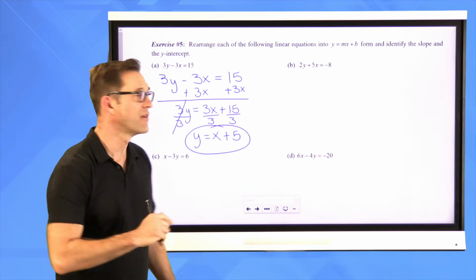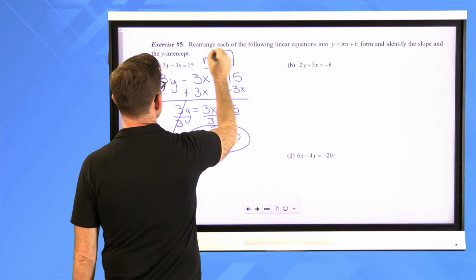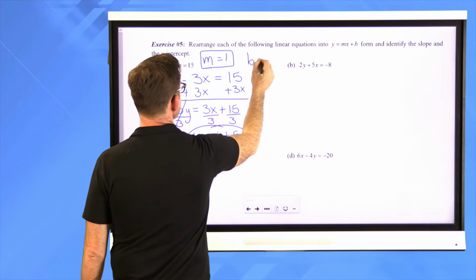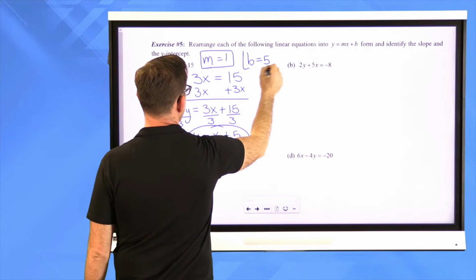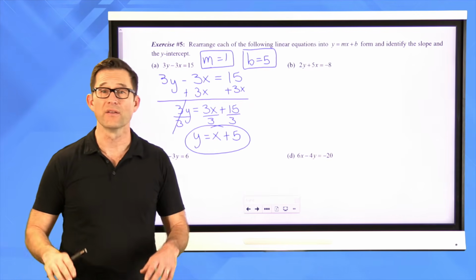I can identify the slope. The slope in this case is 1. That's a little bit tricky. The y-intercept, though, is a piece of cake. It's equal to 5. Right? So I could now easily graph it.